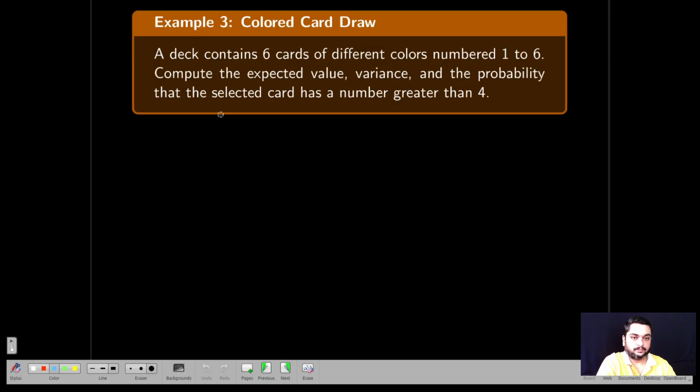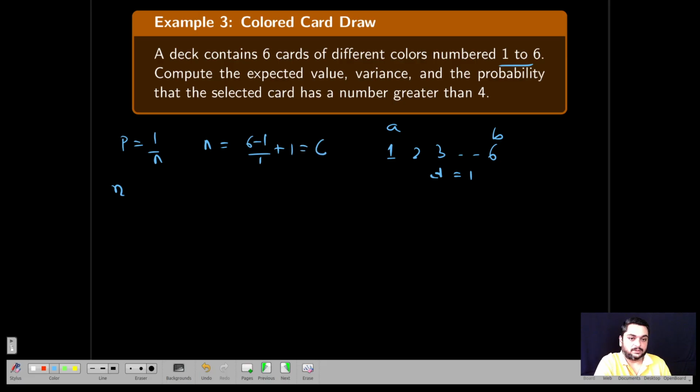Next. A deck contains 6 cards of different colors, numbered from 1 to 6. So again, straightforward: 1, 2, 3 to 6. So this is A, this is B, and d is equal to 1. What is P? P is equal to 1 by n. n is equal to (b minus a) by d, plus 1. d is 1. So (6 minus 1) by 1, plus 1. This is equal to 6. So P is equal to 1 by 6.